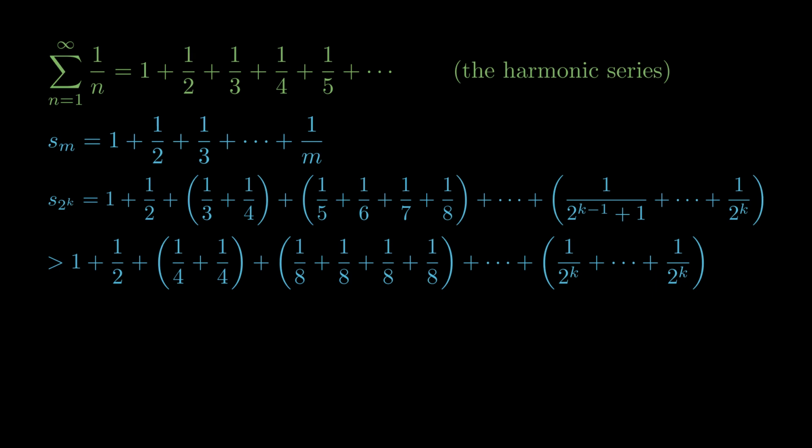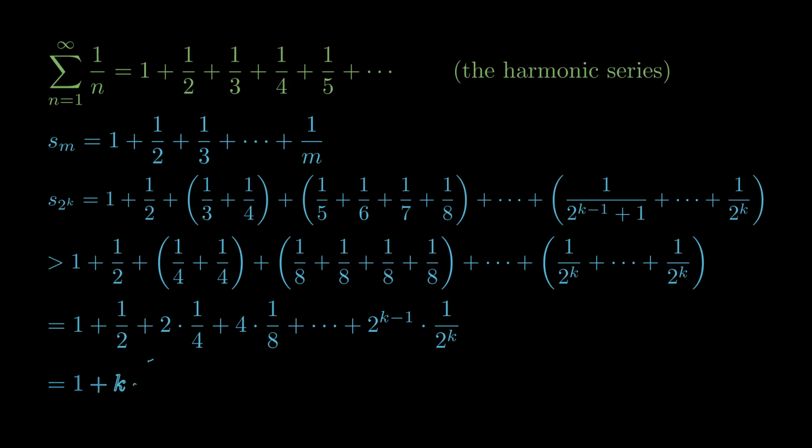So we can write each set of parentheses as the number of terms there were times its value: 2 times a fourth, 4 times an eighth, 2 to the k minus 1 times 1 over 2 to the k, and each of those is 1/2, which means this total sum is 1 plus k times 1/2. And as k grows, this is unbounded. This continues to increase forever, and our partial sums are greater than this. So we know that our sequence of partial sums is unbounded and thus divergent, and thus the harmonic series is divergent.